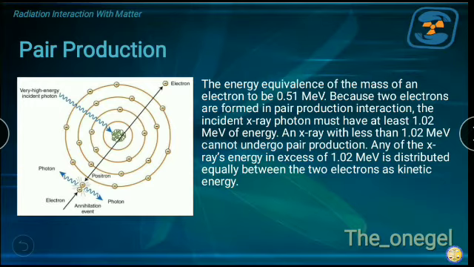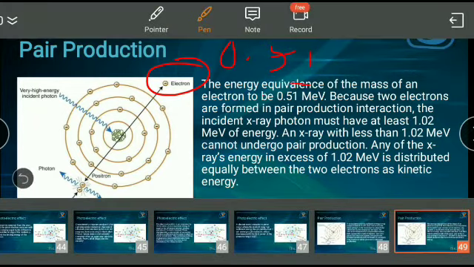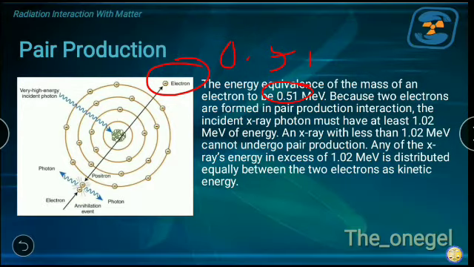Again, the negative electron will have an energy of 0.51 mega-electron volt. This one is moving. The other one, the positron, also has an energy of 0.51 mega-electron volt.